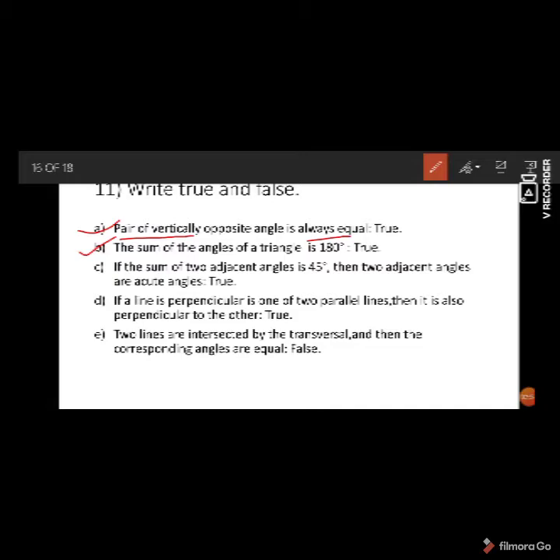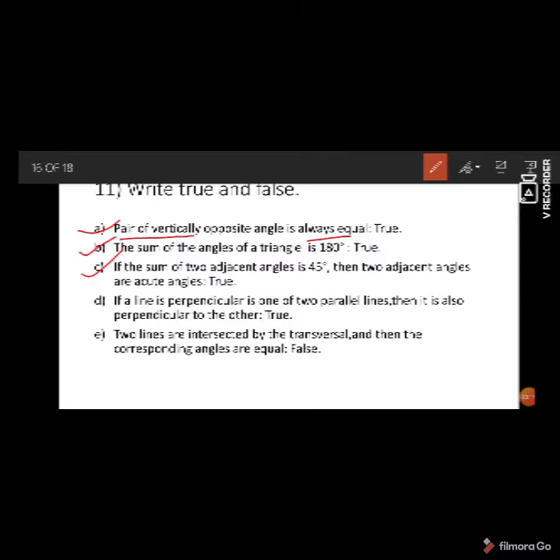If the sum of two adjacent angles is 45 degree, then the two adjacent angles are acute angles. As it is, 45 degree is an acute angle. And it says that the sum of the adjacent angles together is giving us 45 degree, which is an acute angle. So we can say that the angles themselves are acute angles. So the statement is true.